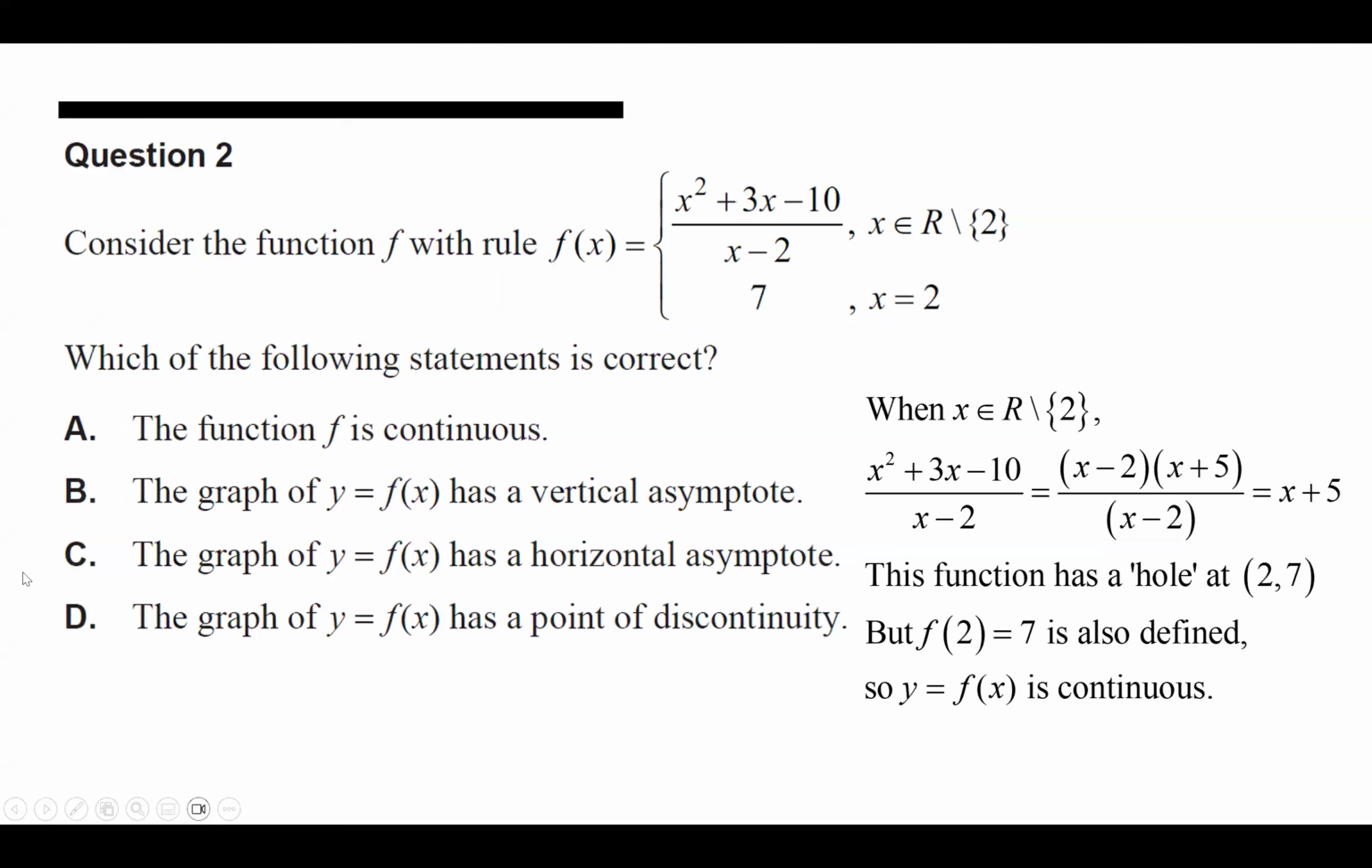The next question is a hybrid function question, but actually this is a cancelable rational function, because if you notice, x squared plus 3x minus 10 is equal to (x minus 2)(x plus 5). This will cancel out the denominator, which turns out to be a straight line. The special thing about the straight line is it has a hollow point at x equals 2, y equals 7. But because this is a hybrid function, we have another part. When x equals 2, we also have the value 7 defined. Therefore, this point (2, 7) will fill up the hole from the first equation, and f of x is continuous. So option A is the correct answer.